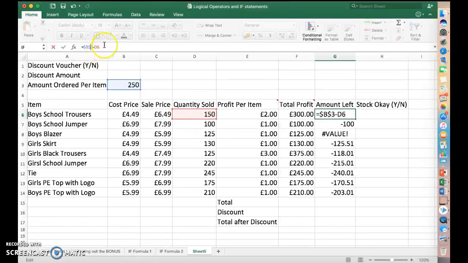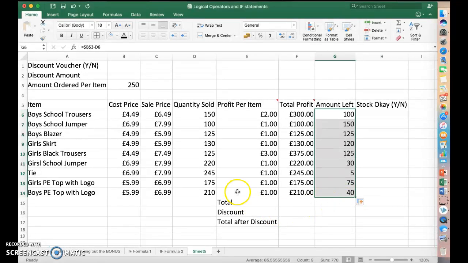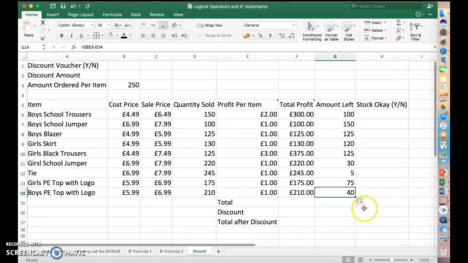So we've got B3 minus D6. It's going to do the same. It's going to be 100. But now when I drag down, there we go. That looks about right. Yeah, 250. Quick check, perhaps on the last one. 250 take away 210 gives us 40 there. So that's working okay now. Okay, so that we've done before.